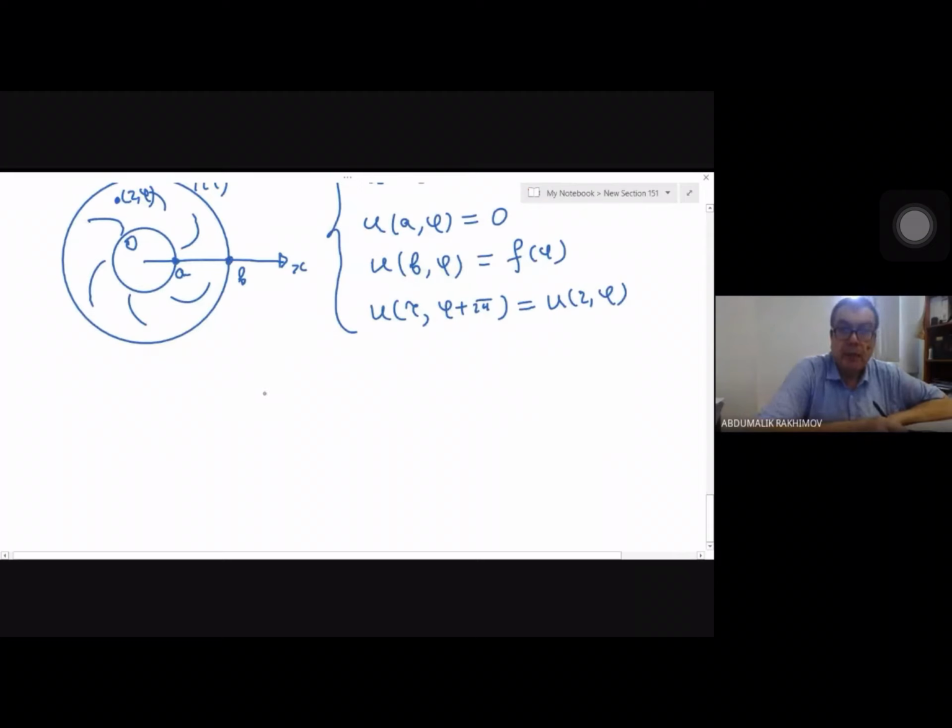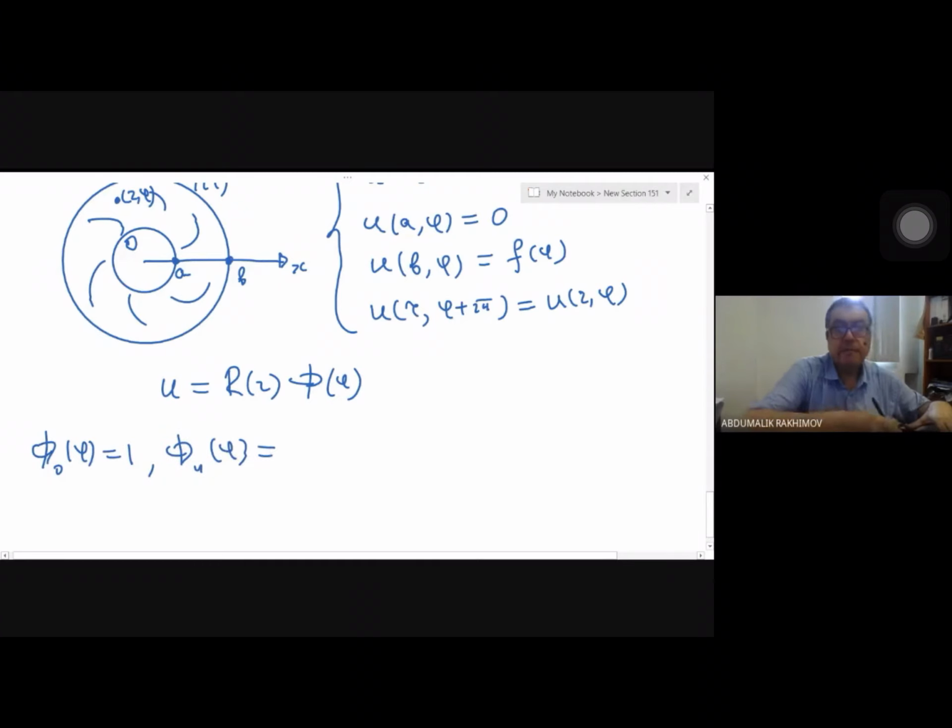So what will be? If you split it as above, you will come to the same things. So if you do separation like this, U equals R, phi, you will get the same. Phi will be phi 0, the same as above, equal 1. Phi n will be equal to an cosine n phi plus bn sine n phi. So the same thing. So lambda n is equal to n square, right?